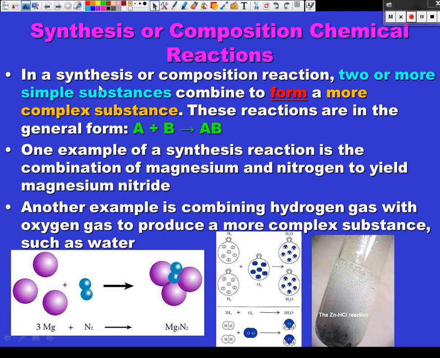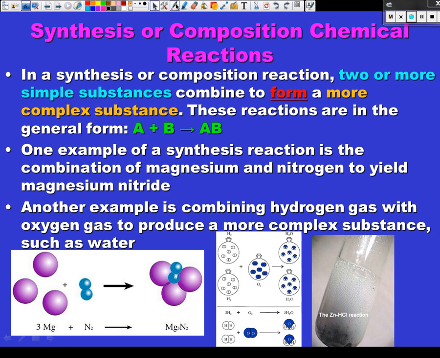All right, one example of a synthesis reaction, we'll cover that. Another example is combining hydrogen gas with oxygen gas to produce a more complex substance such as water. So if you take H2 plus O2, can you get H2O? Can you? Yeah, you get water out of that. Just like here, you've got magnesium plus nitrogen yields magnesium nitride.